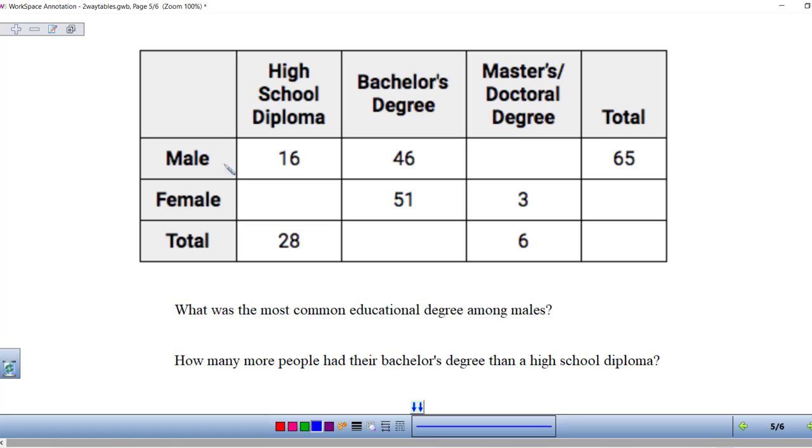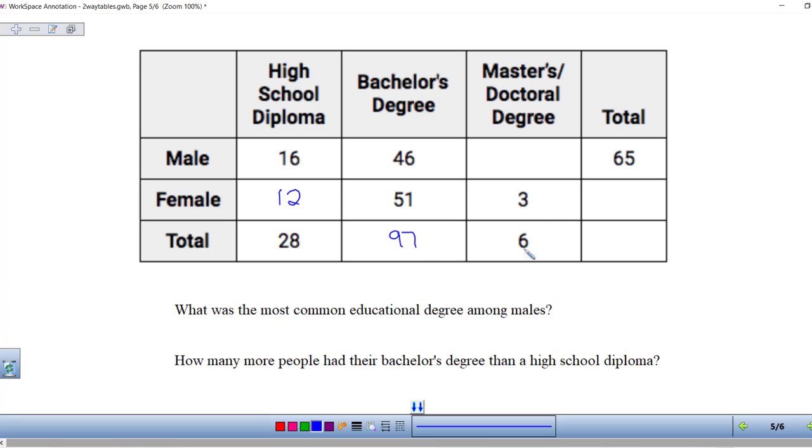So if I see here, we have male, female, and we have total. High school diploma, there's 16 male, we don't know the female, and we have the total. Since we have the total, we can just subtract 28 minus 16. So that means there has to be 12 females because they need to add up to 28. Next, let's go ahead and find the total of the bachelor's degree. So we can just add 46 plus 51. So we get 97 people in this total.